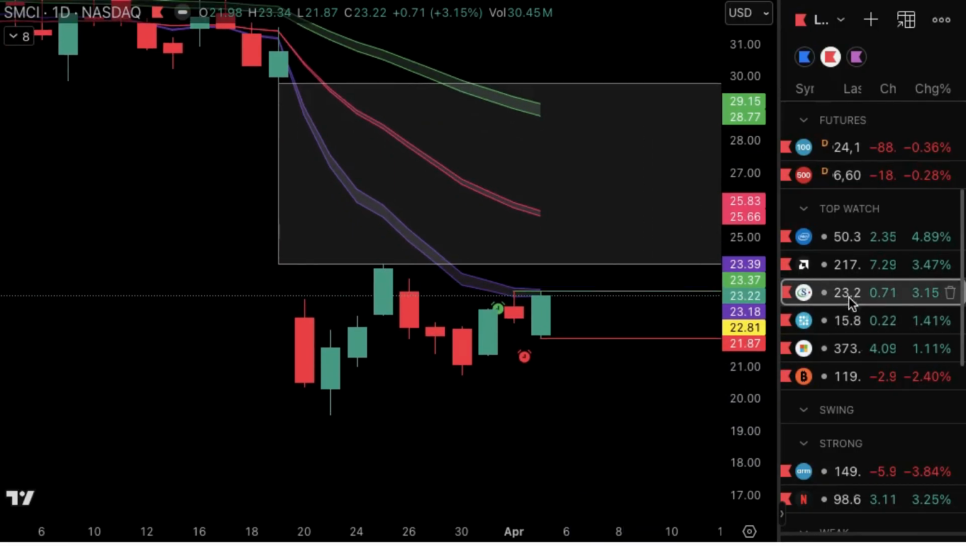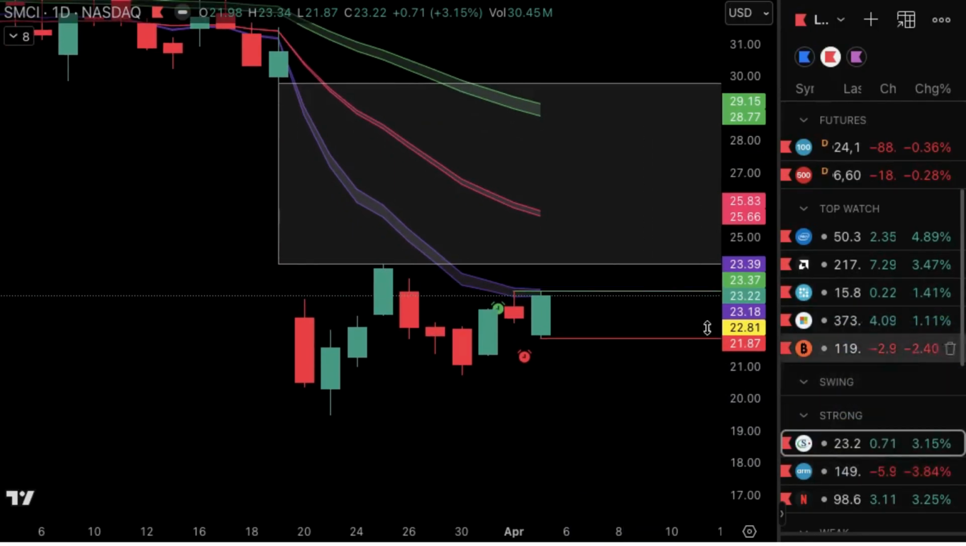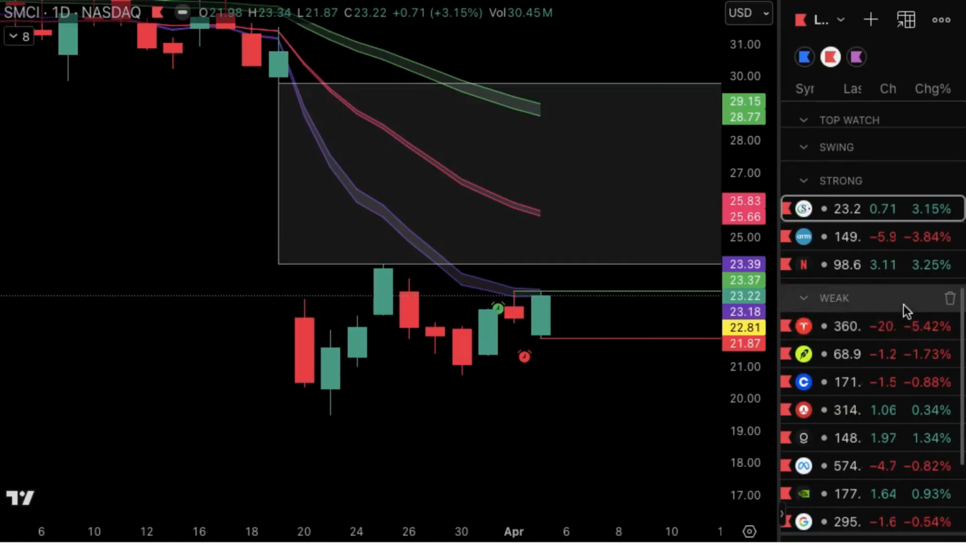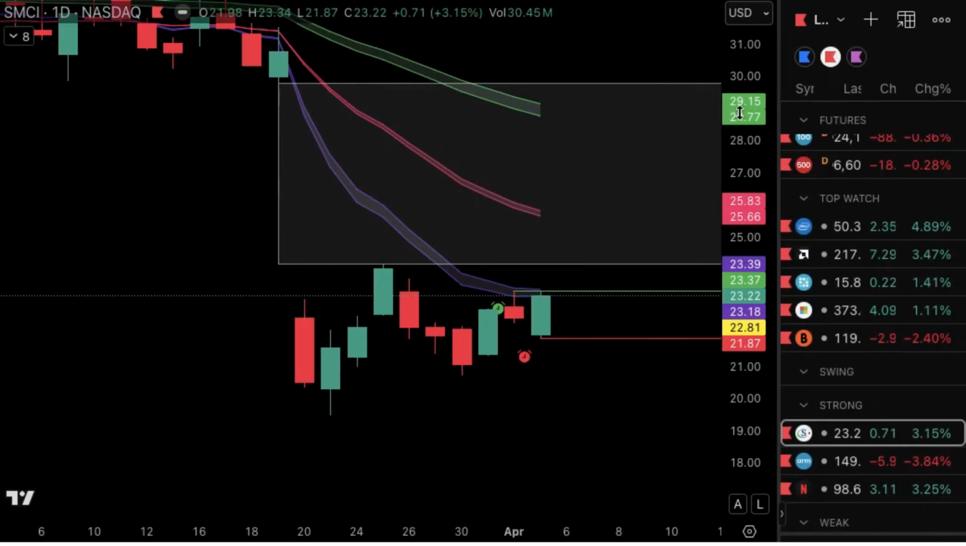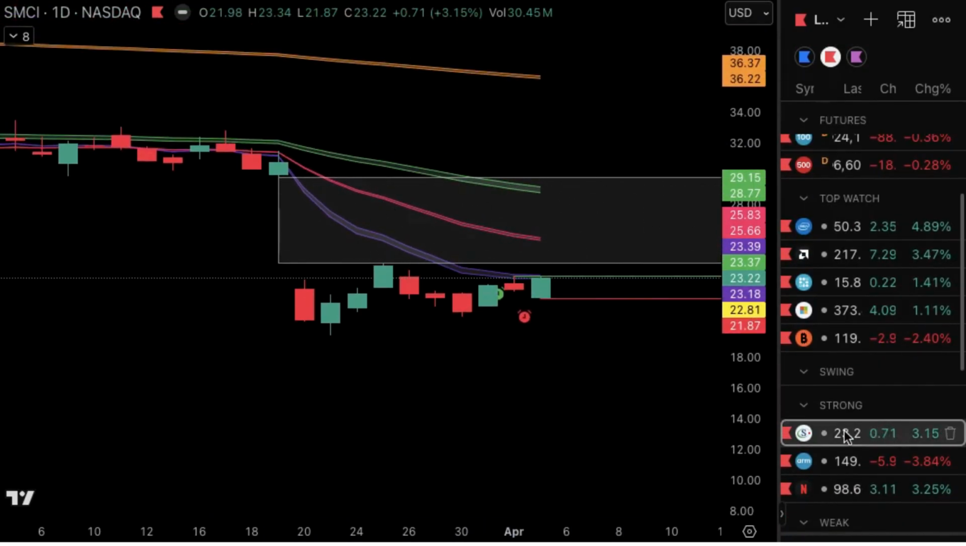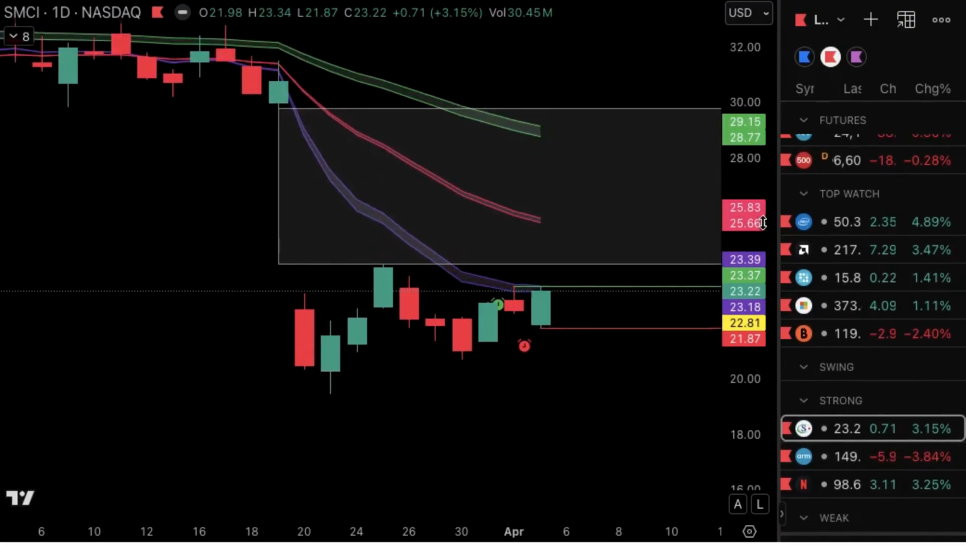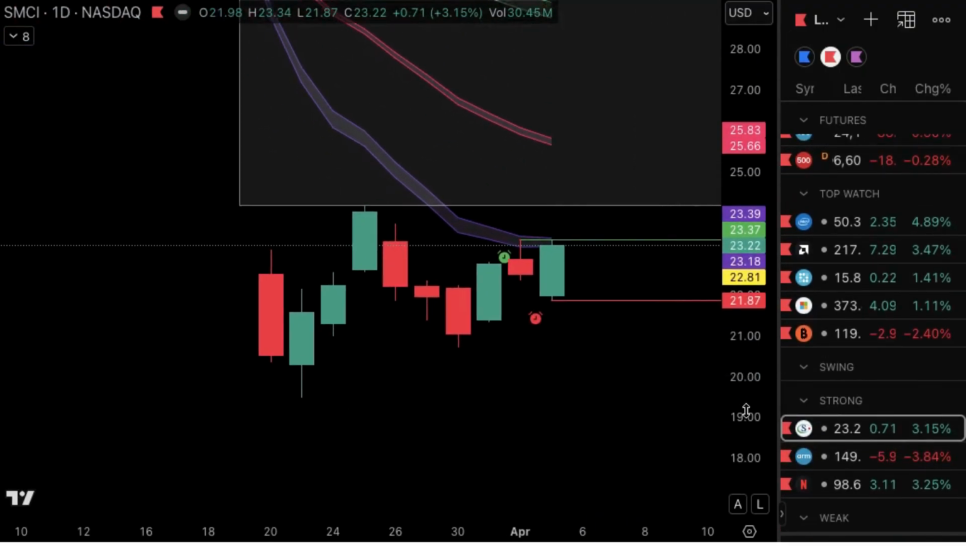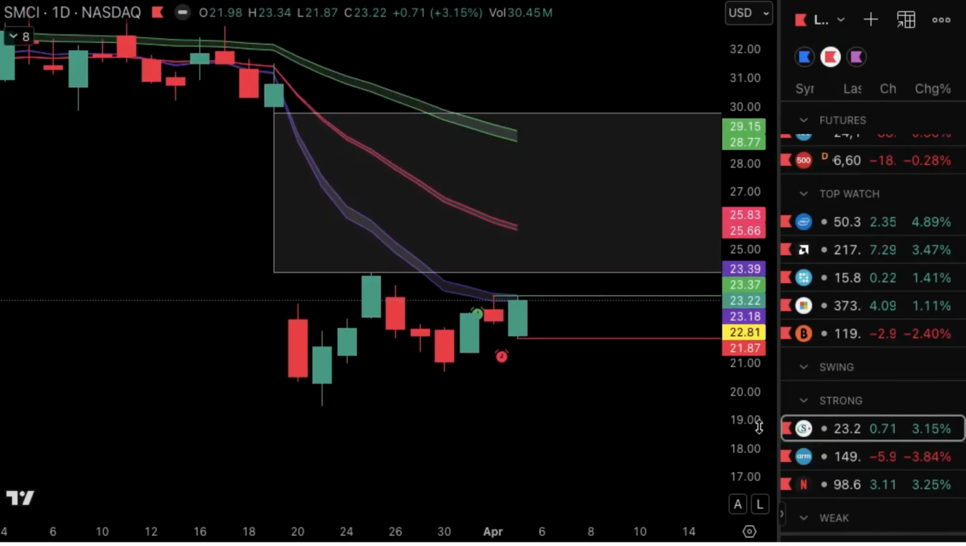I'm going to move this SMCI down to, so this would be a strong stock. I have a feeling it will probably try and fill that gap, so I'll keep it in strong. If you look at my watch list, I also have a weak section. Typically, under all the EMAs, I would move this to the weak section. But I have a feeling it's going to go towards the gap, but we'll see. You never know. Let's see.